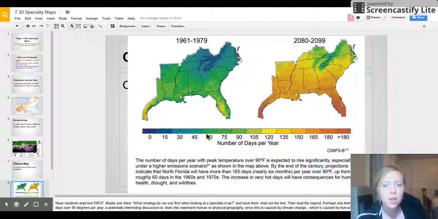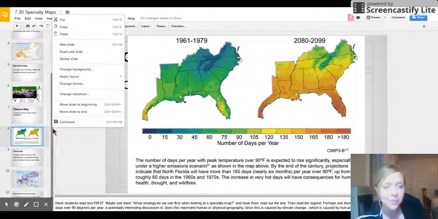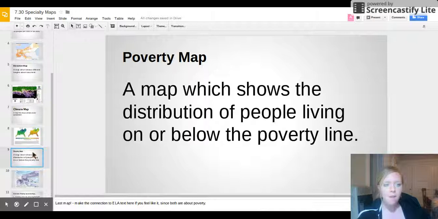So if we look over here, the number of days, 60 is where New Orleans is at, 60 days per year of 90 or above degrees. And then over here, it's moving up towards 165, hot. And this is all because of a higher emissions scenario, which means what? Right, it means climate change, so global warming. Excellent. All right, we're on our final map, a poverty map.